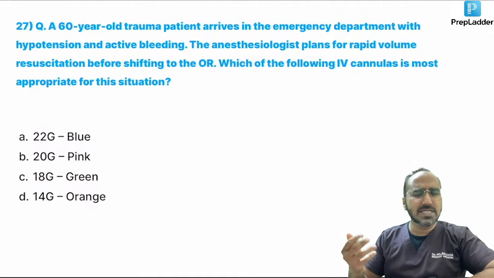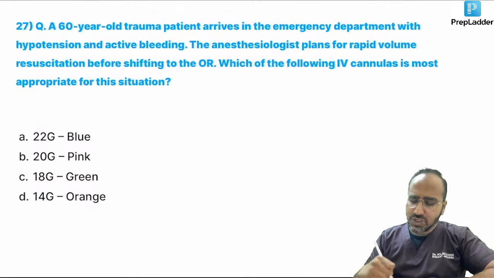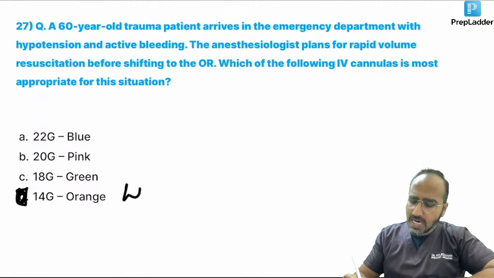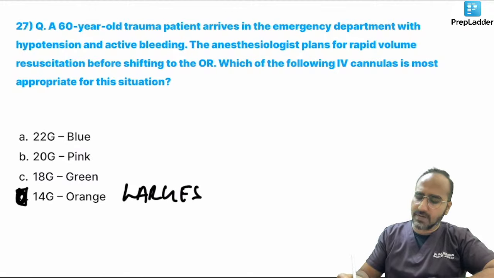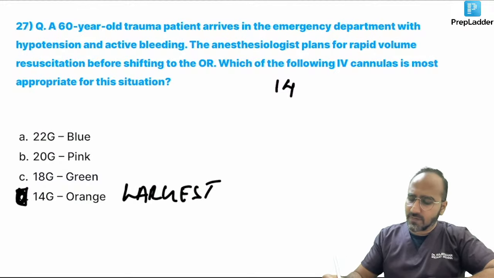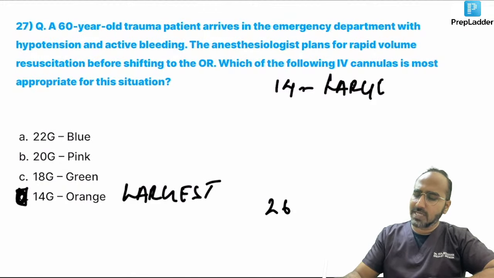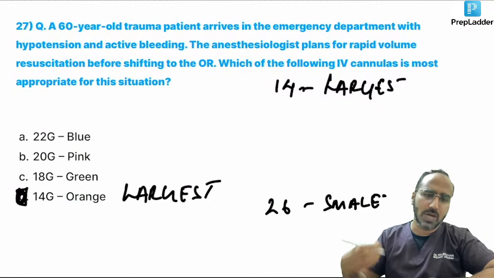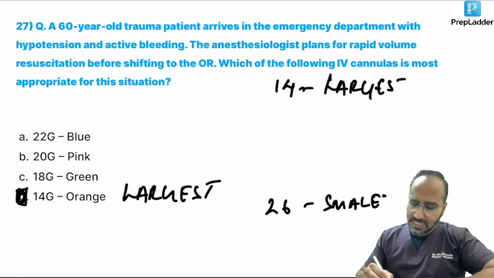IV cannula, many sizes are available. Okay. So which should be used over here? It is always the largest bore IV cannula. Which is the largest? Largest is 14. Okay. Cannula sizes are from 14 till 26. 14 is the largest. Smallest is what, guys? It is 26. Always for shock-like condition, you have to give a large bore IV cannula.